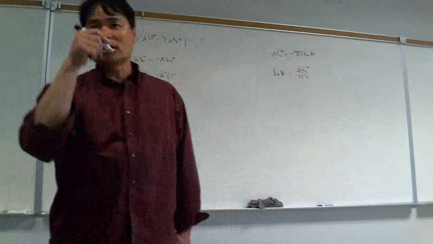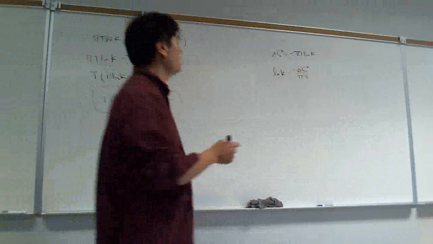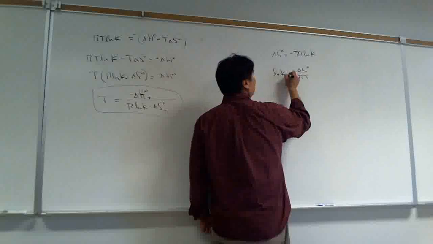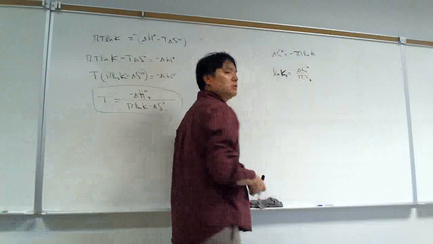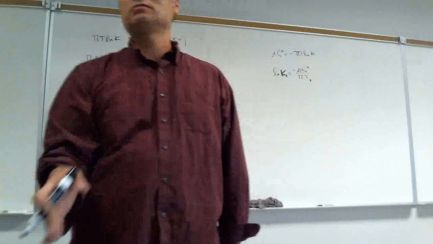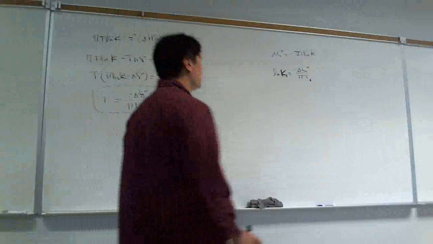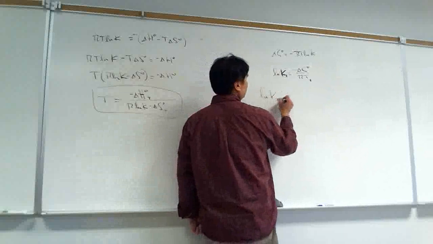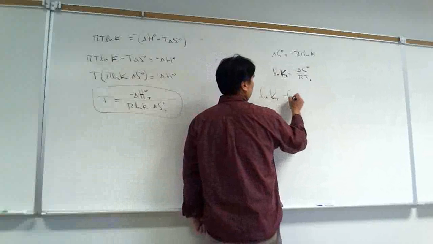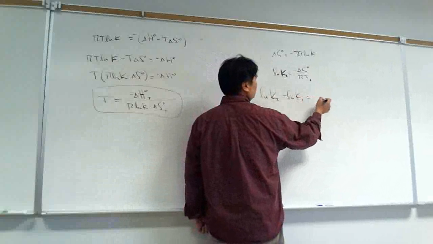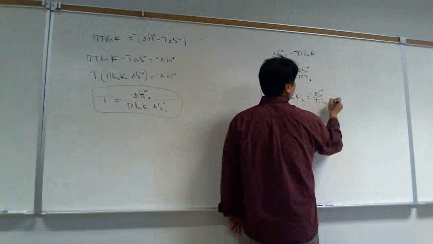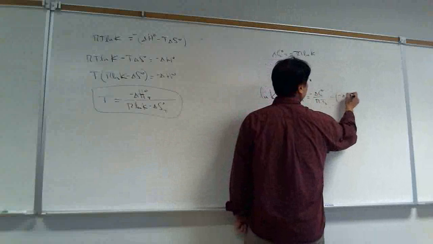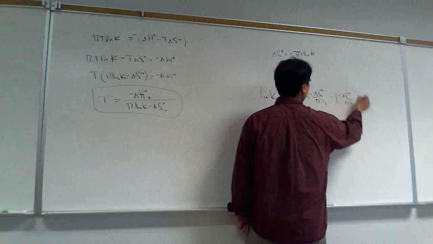Now let's use our trick. What's our trick? This is going to be K, the equilibrium constant, K1 at temperature 1. If I change the temperature, the equilibrium constant changes, right? And so my trick is going to do this. ln of K2 minus ln of K1 is equal to minus delta G naught over RT2 minus minus delta G naught over RT1.